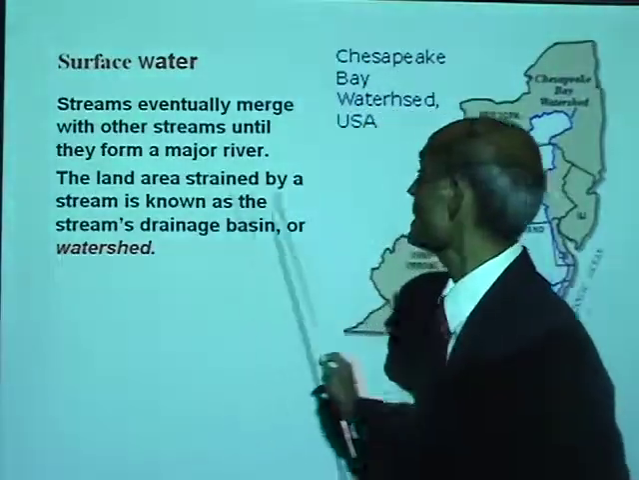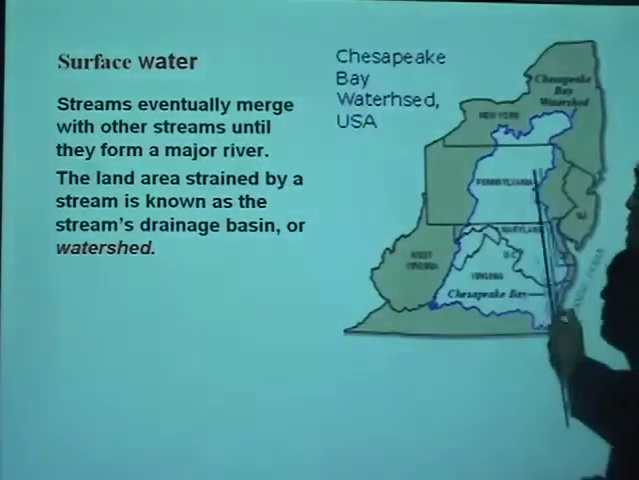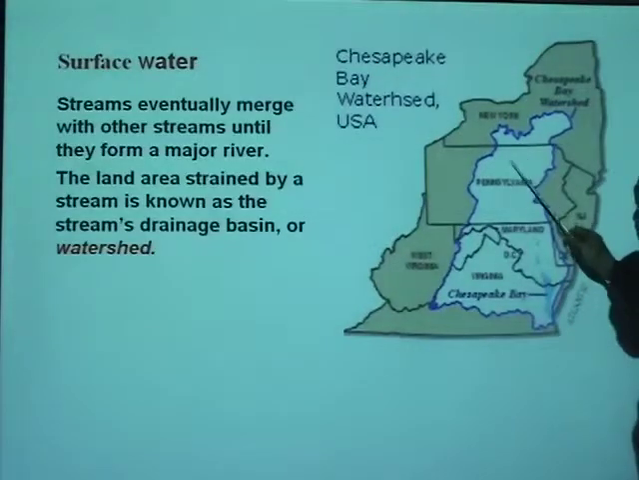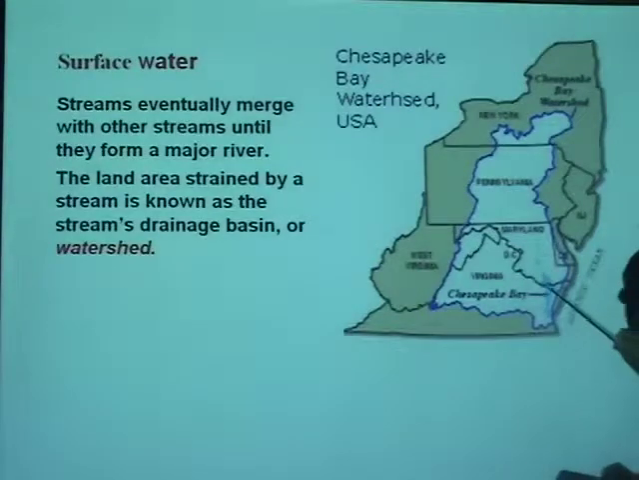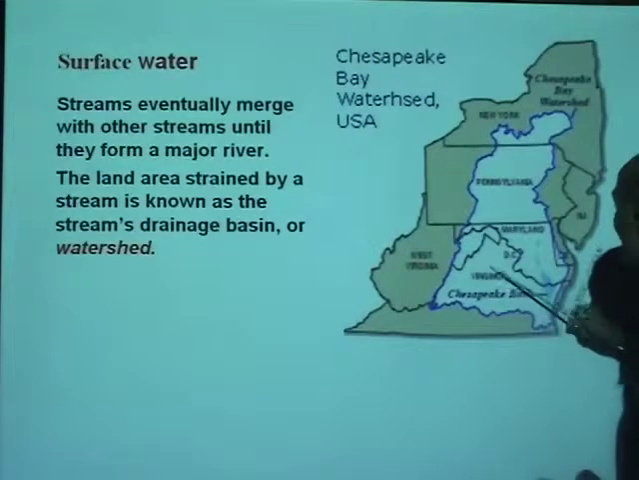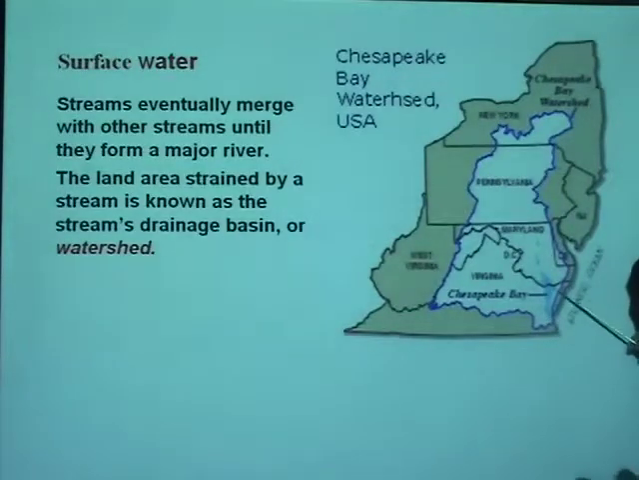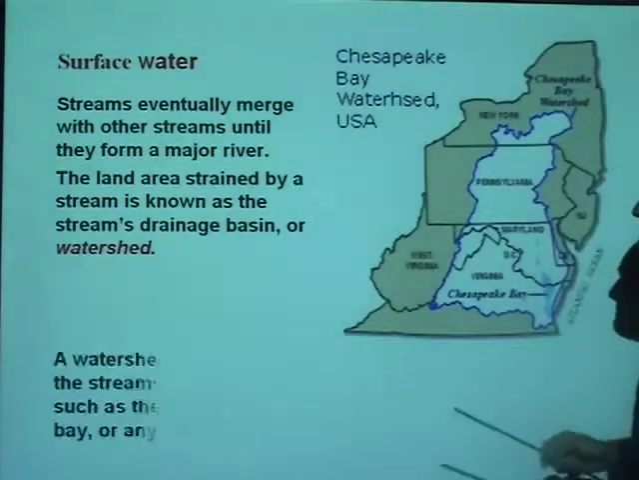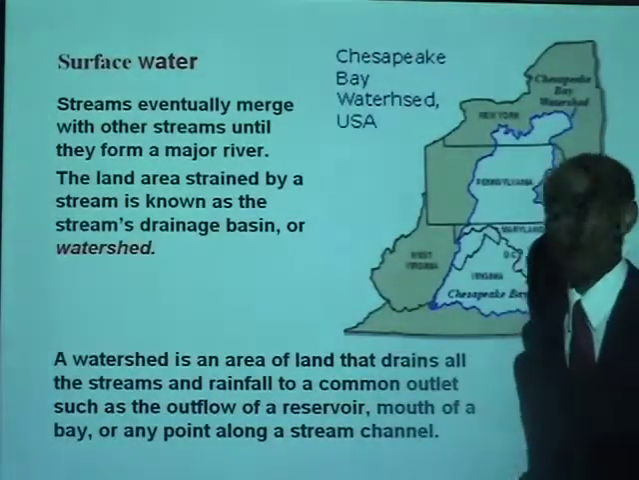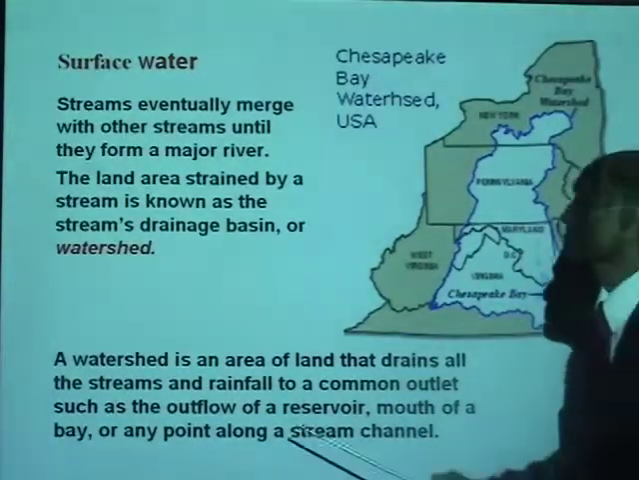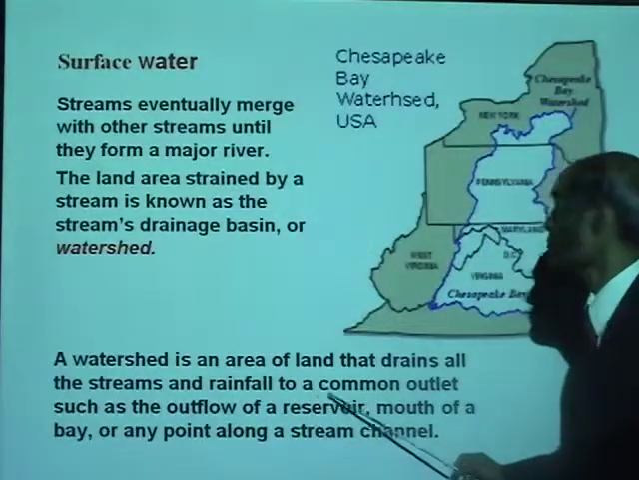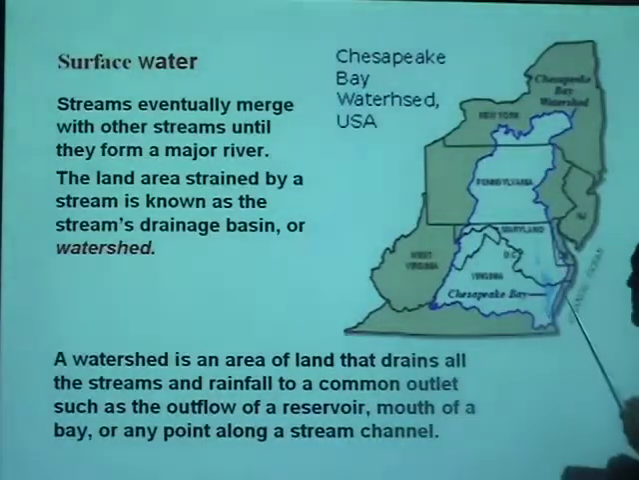Now, look at the Chesapeake Bay watershed. This is an area where streams flow into the Chesapeake Bay. So, all the streams and rivers in this area empty into this Chesapeake Bay. And therefore, this is the watershed. Now, what is a watershed? A watershed is an area of land that drains all the streams and rainfall into a common outlet.